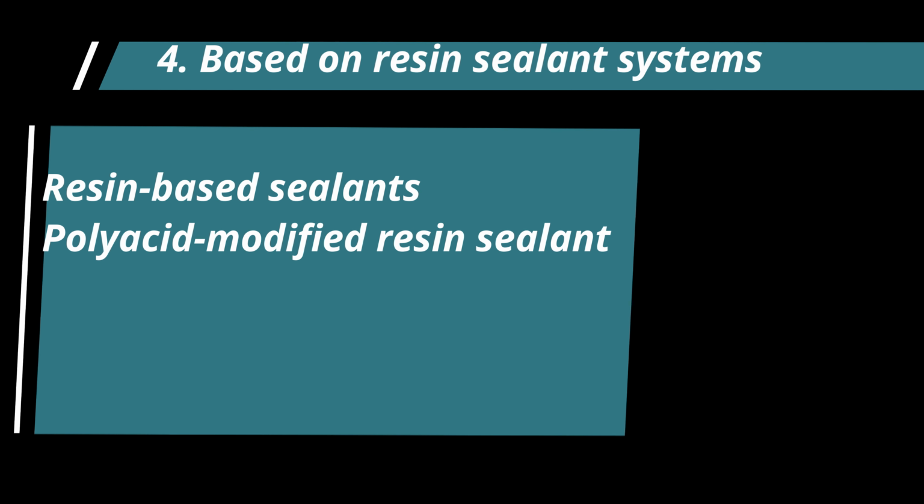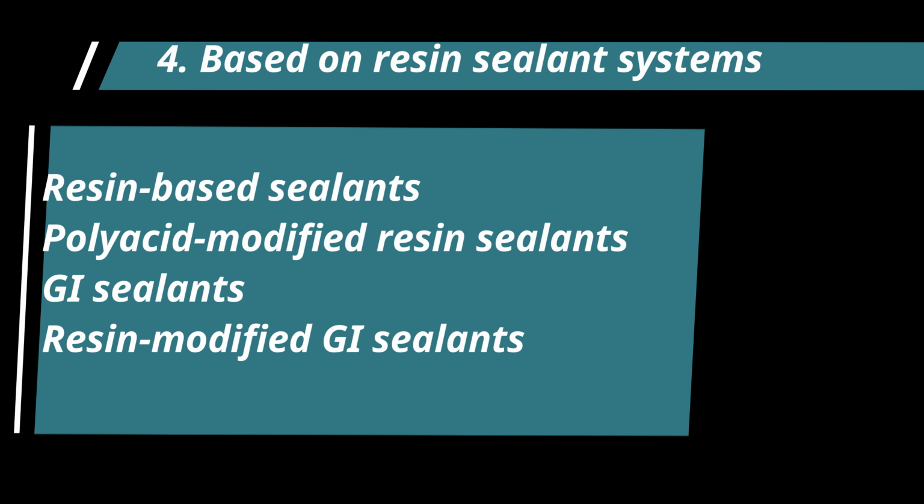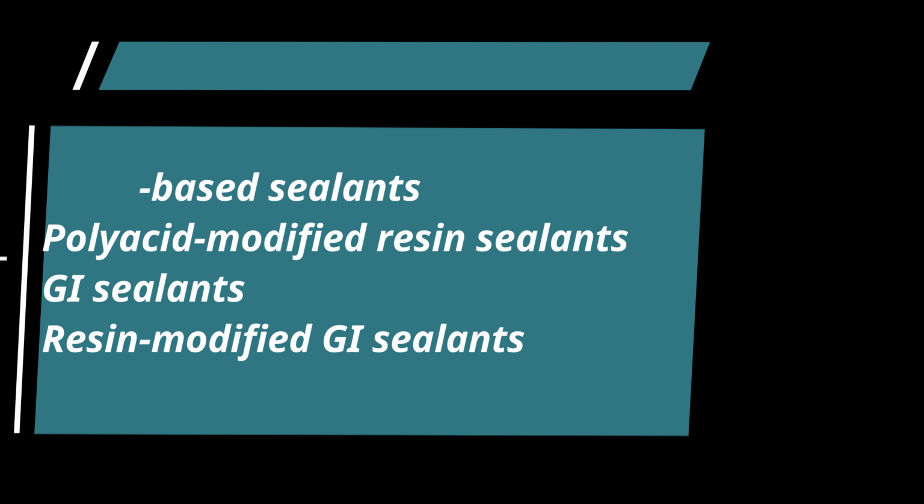And now we move on to pit and fissure sealants based on sealant materials. There are 4 sealant materials under a classification proposed by Anusavis and colleagues. They are resin-based sealants, polyacid-modified resin sealants, GI sealants, and resin-modified GI sealants.